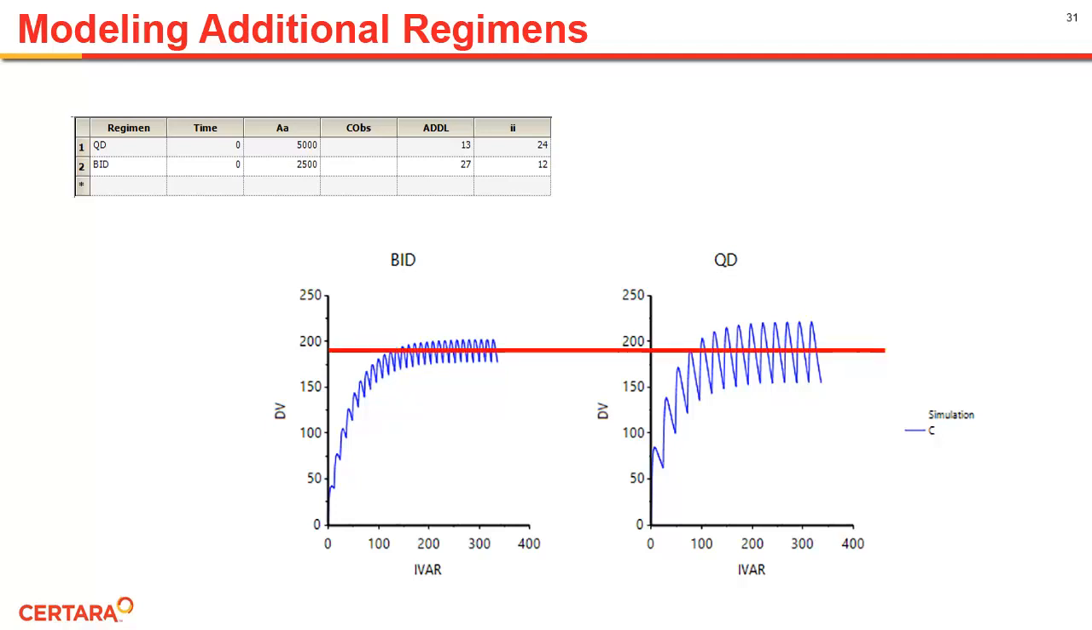Both simulations predict the same average steady-state concentration because they have the same daily dose, but the QD dosing results in wider concentration swings. Just remember the ADDL input option the next time you need to do a multiple dose simulation.